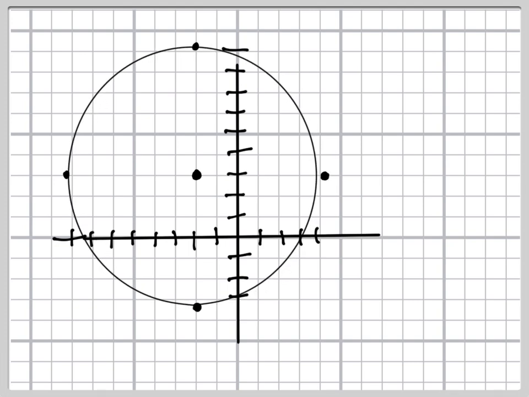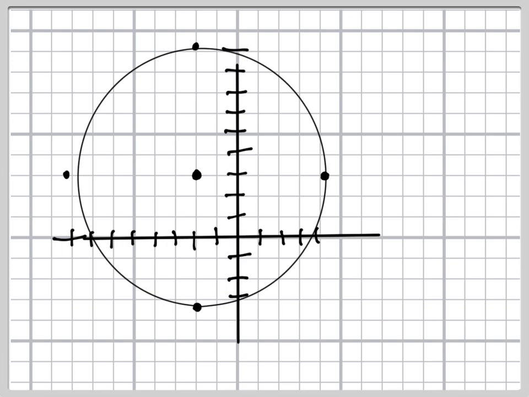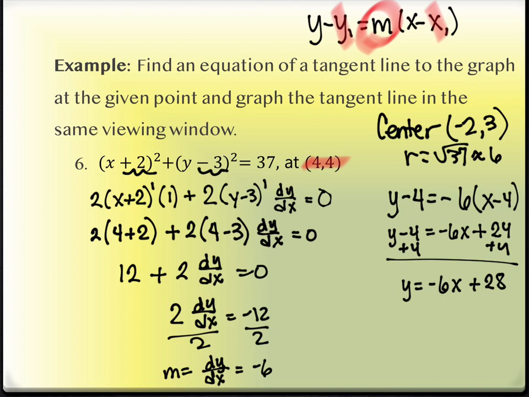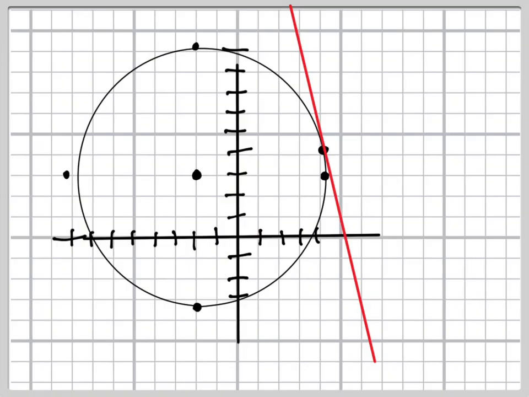So this is, roughly speaking, my circle. It's not perfect, but it's not bad. So pretend it's a little bit better than it is. The point (4, 4) would be about right here. Again, it's not perfect, but it'd be about right there. And the tangent line that we just found is going to be something like, that's not bad, like that. And we can confirm at least a couple of things. It is a very steep negative slope, negative 6, and it would have a very large y-intercept, 28. So those things seem reasonable from knowing the basic graph of what this circle should look like.